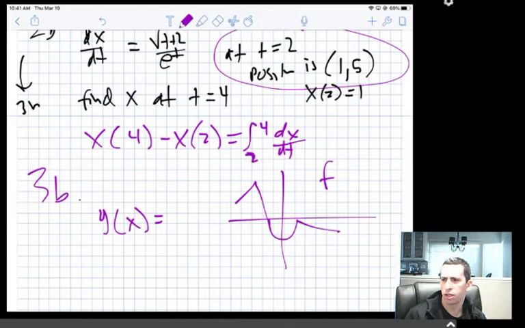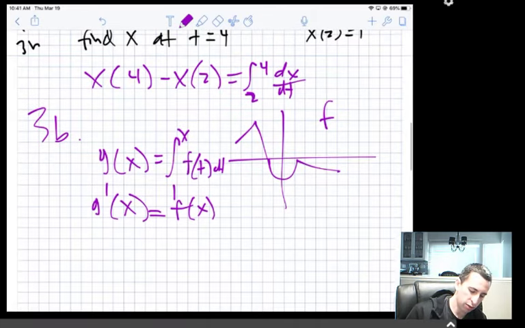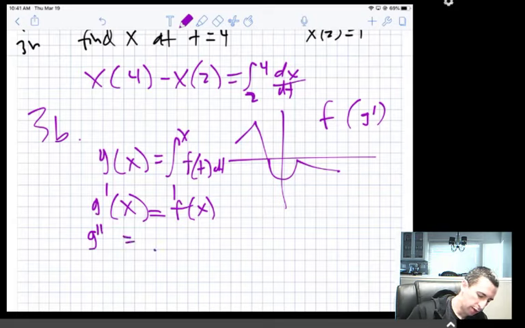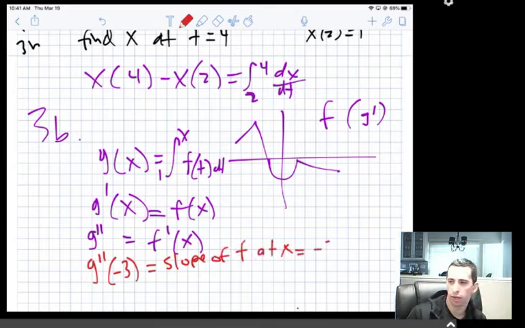Oh yeah, you gotta know if g double prime is allowed or not. Yeah, so let's talk about that. g prime is the integral from 1 to x of f(t) dt. If you take the derivative, the derivative and the integral cancel, and you plug in the x. So g prime of x is just f of x. So this graph of f is a graph of g prime. If you go to the second derivative, g double prime is f prime of x. So when the problem asks to find g double prime of -3, you should think of that as the slope of f at x equals -3.